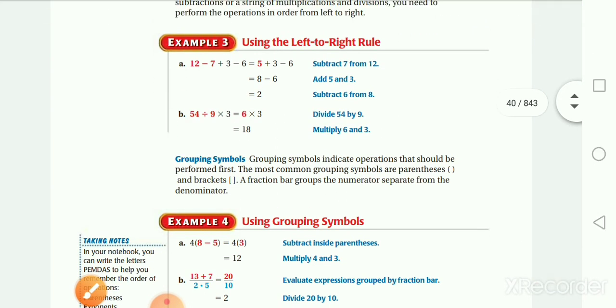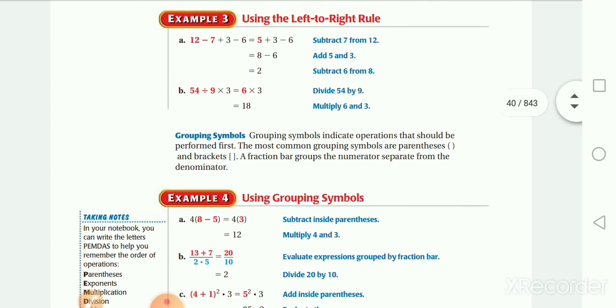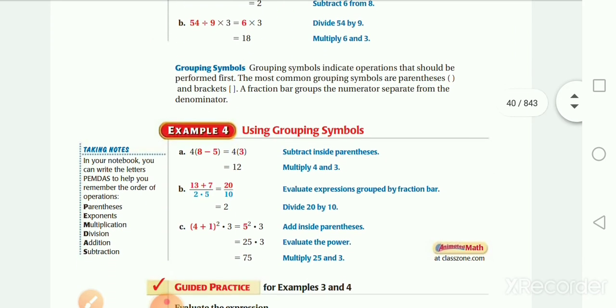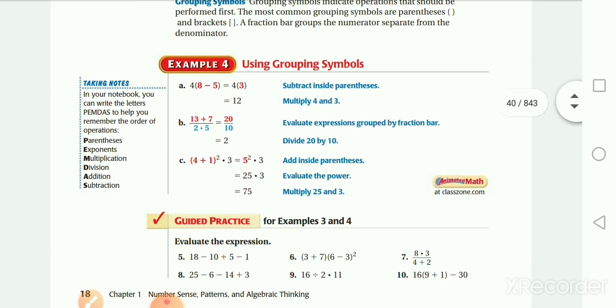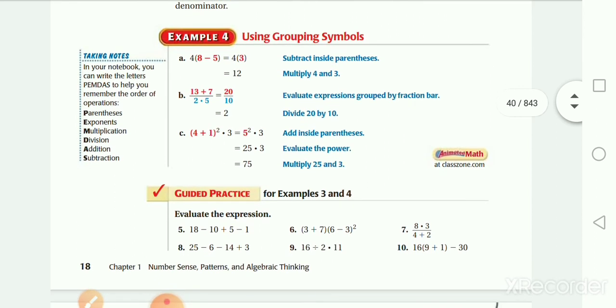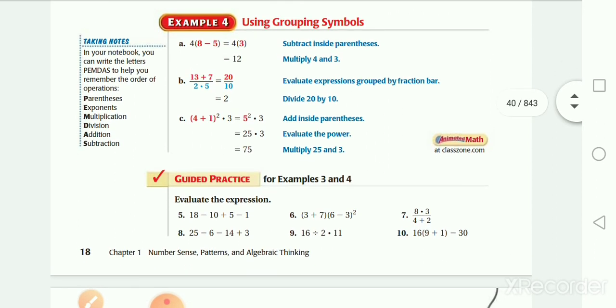Grouping symbols. Grouping symbols indicate operations that should be performed first. The most common grouping symbols are, as I told you, parentheses and brackets. A fraction bar groups the numerator separate from the denominator. Okay, let's see. Very easy and interesting lesson. Okay, it's not so easy like this, but it's interesting. Yes, agree? Okay. Example 4, using grouping symbols.